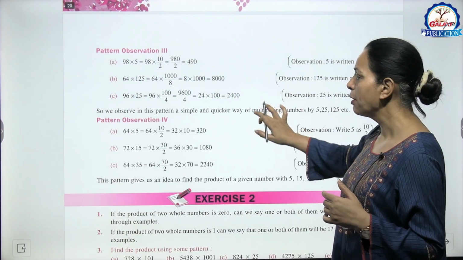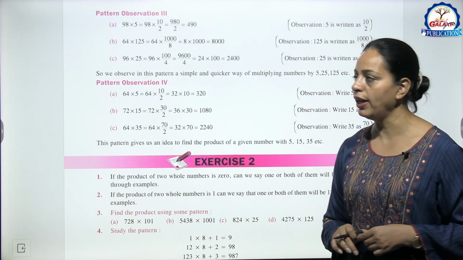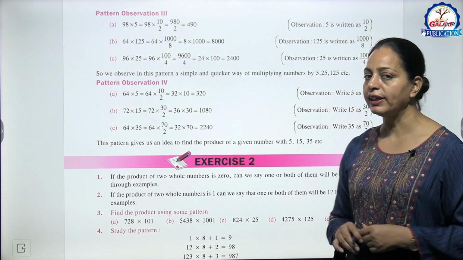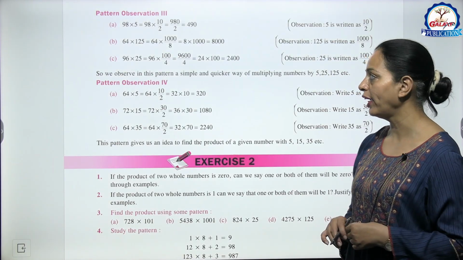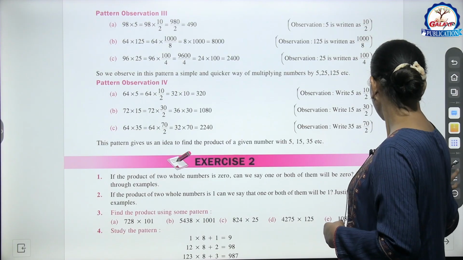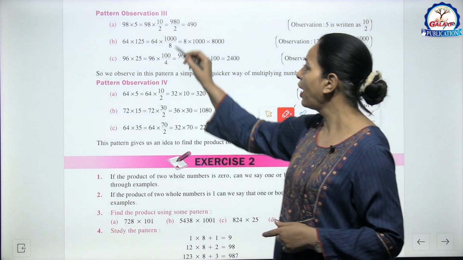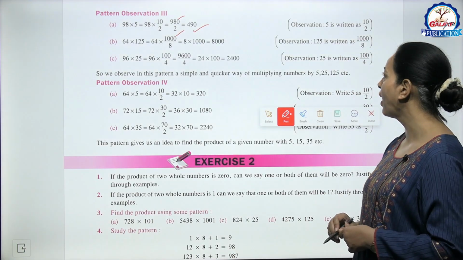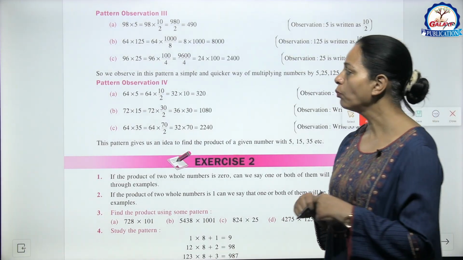Now see next, pattern observation 3. A part, 98 into 5. So 5 we will write as 10 upon 2, right? So what will it become? 980 upon 2, that is 490. Okay.